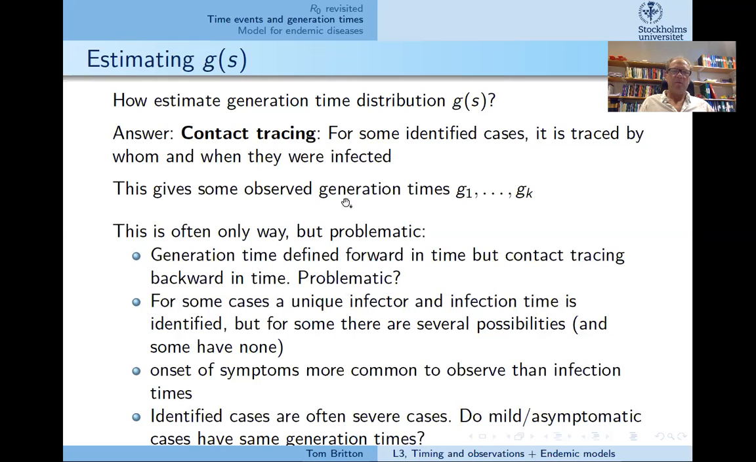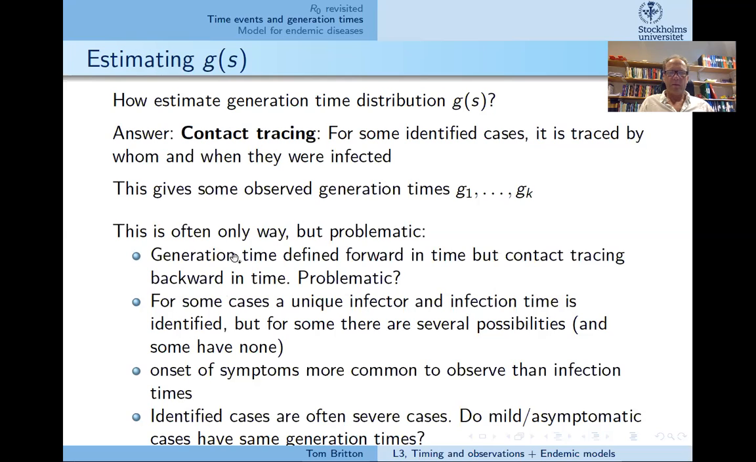So from this, you obtain some observed generation times, let's call them G1 to GK. And if you have observations from a distribution, then that allows you to estimate the distribution. However, in this situation, there are some problematic things. Even if I think this is quite often the only way, there are some problems with this that you have to take into account when you do your estimation. I will talk about some of these, but not all of them.